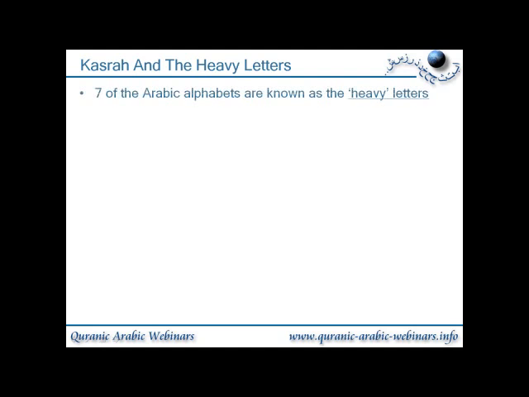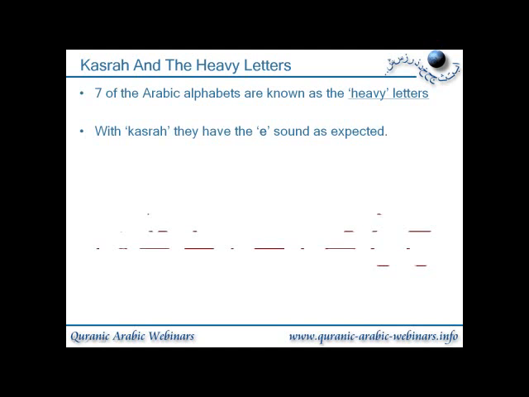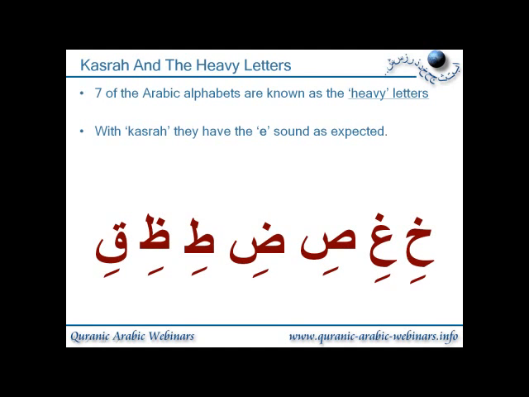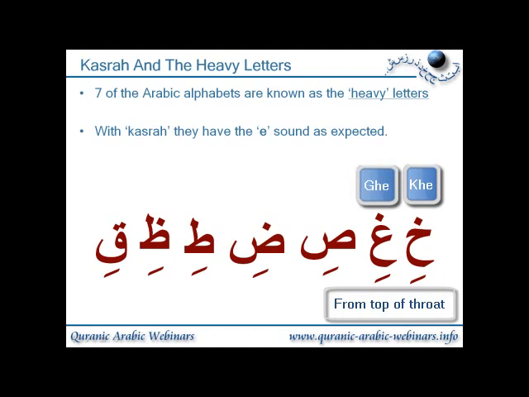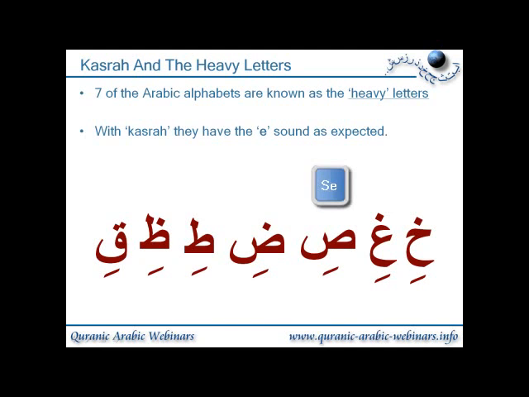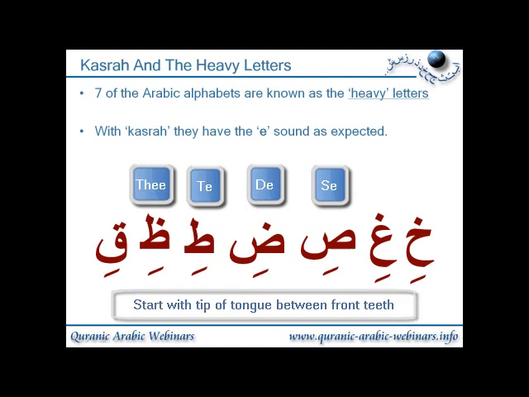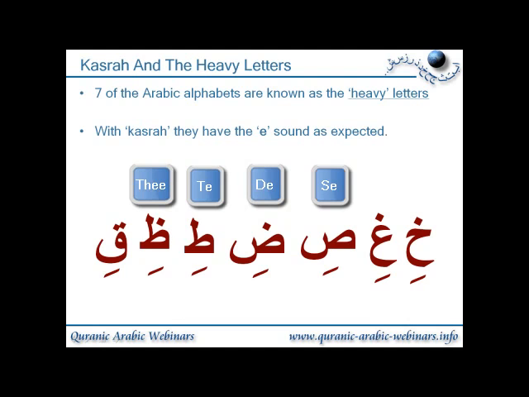Kasrah and the heavy letters. A reminder that 7 of the Arabic alphabet letters are known as heavy letters, i.e. they always behave as heavy letters. They're the tafkhim letters. With Kasrah, they all have the E sound as expected. Let's listen to the pronunciation. Khi, Ri, and those two are not completely full mouth. Then we have Si, Di, Di, Thi. Those 4 are all full mouth.